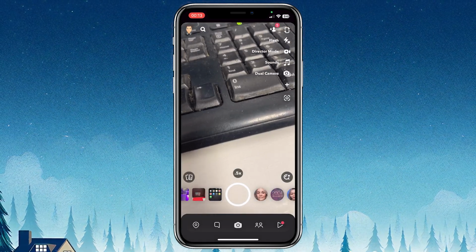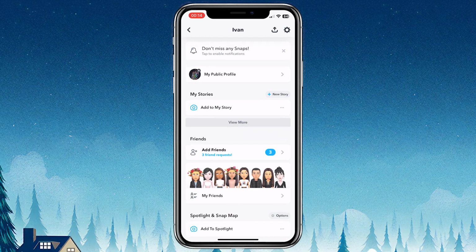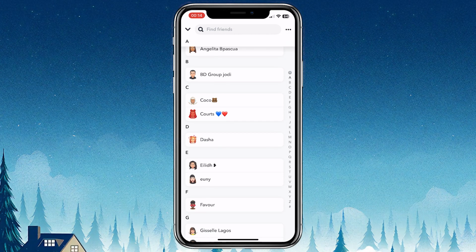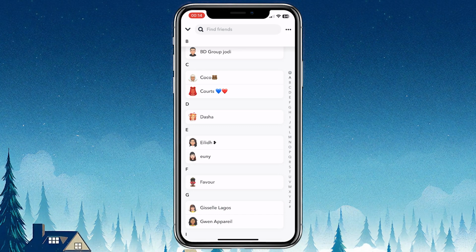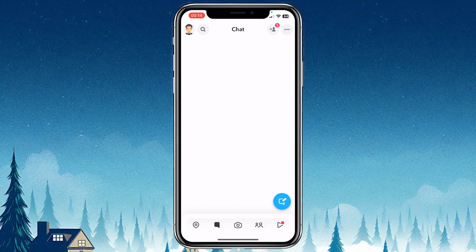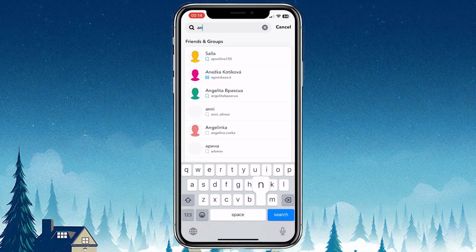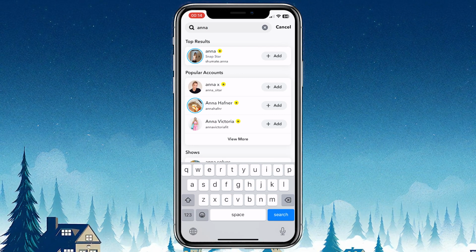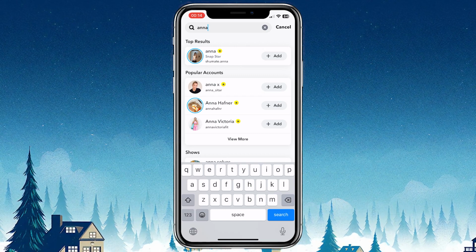Go to your profile at the top left and select My Friends. If you can't find the person you suspect has blocked you, it could mean that they've either blocked you or unfriended you. To delve deeper, go to the Search function and look for the person you suspect. If you can't find them in the search results, it's a strong indicator that you've been blocked, as the person is not visible in the search field.